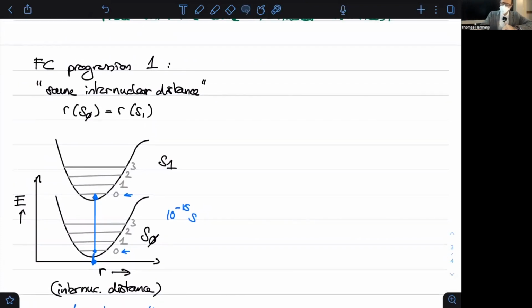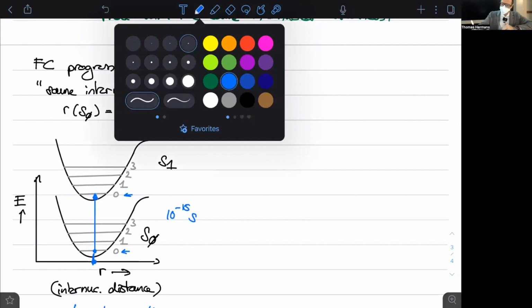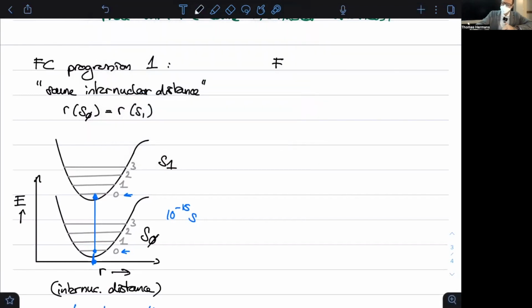Okay, so now if we look at the second Franck-Condon progression, 2, we're going to look at a different internuclear distance, R. So either R can be smaller in the excited state, or R can be larger.